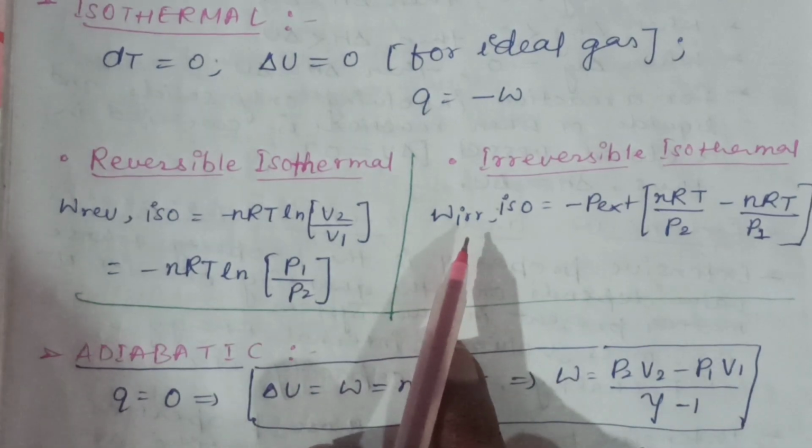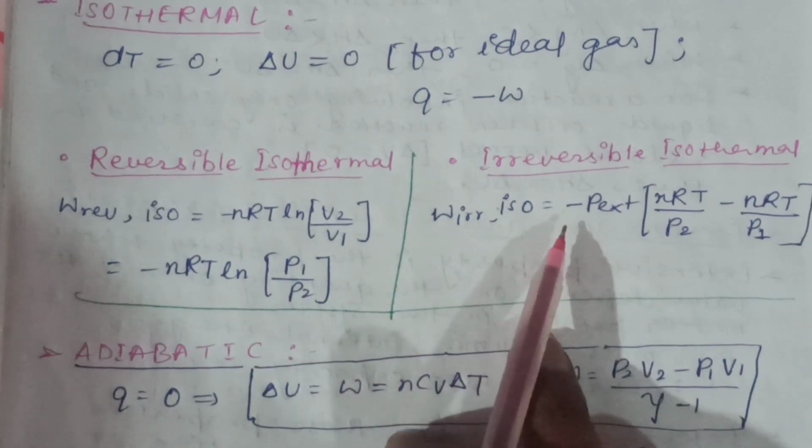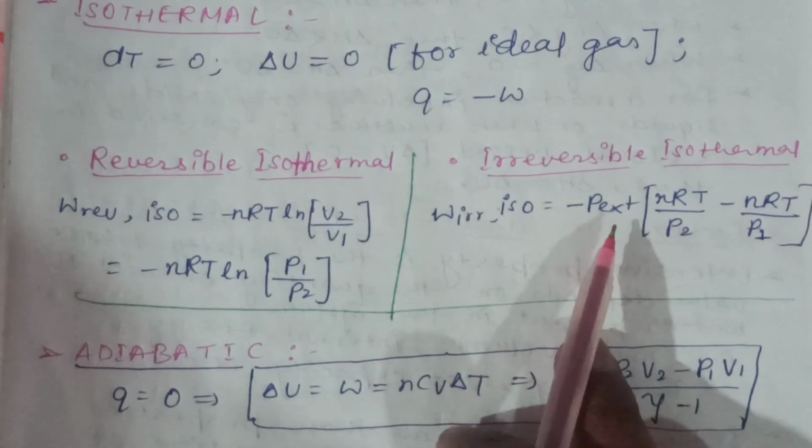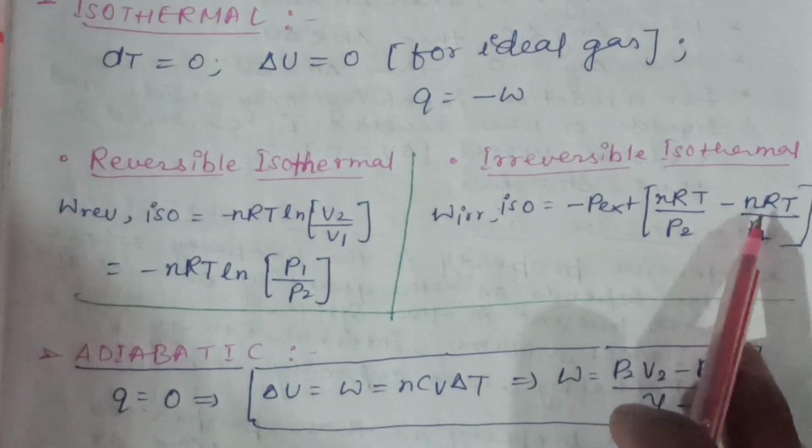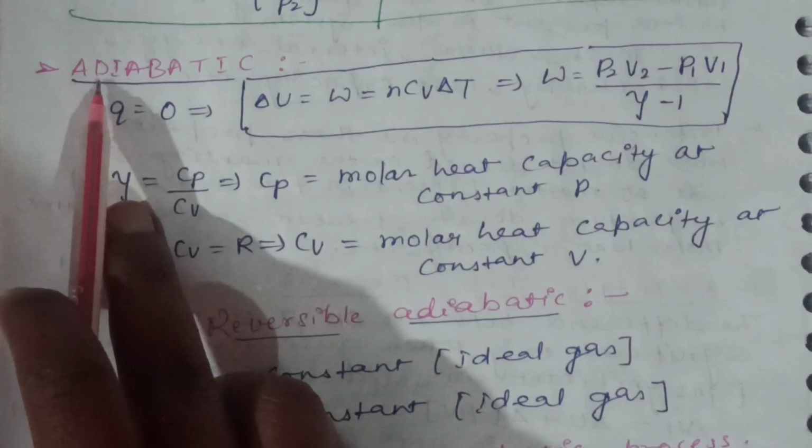W irreversible isothermal is equal to minus P external times (nRT upon P2 minus nRT upon P1).